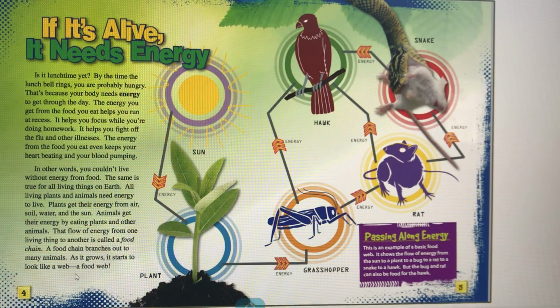They mean the same. And here you see a food web that starts with the sun, and it feeds the plant. The plant feeds the grasshopper. The grasshopper can feed a rat, but it can also feed a hawk. The rat can feed a hawk, and it can feed a snake, and a snake can feed a hawk as well. This is a transfer of energy, or passing energy from one living thing to another.